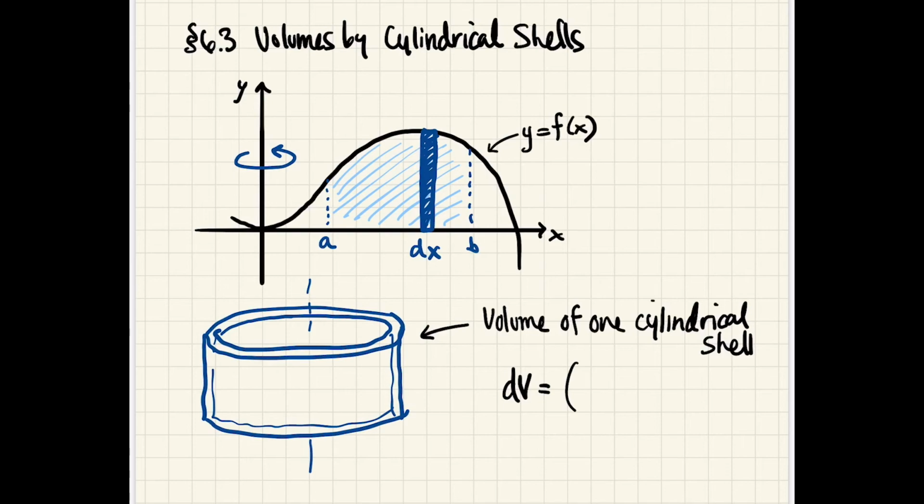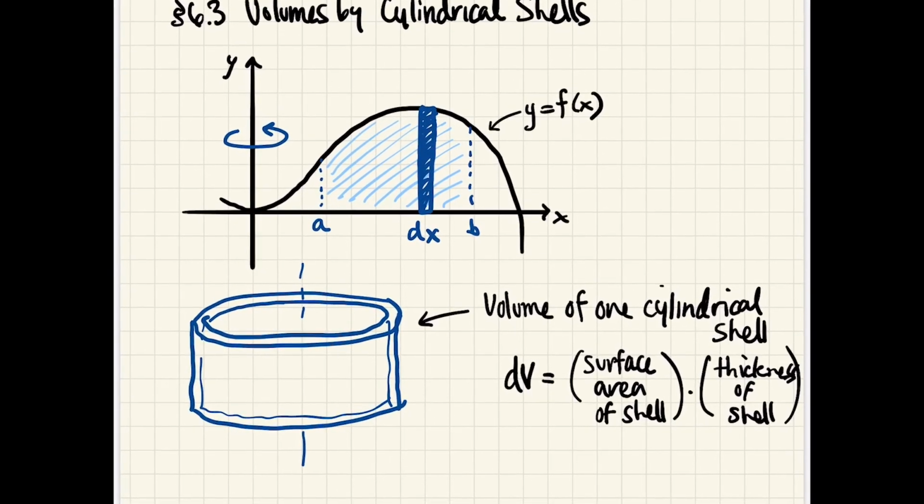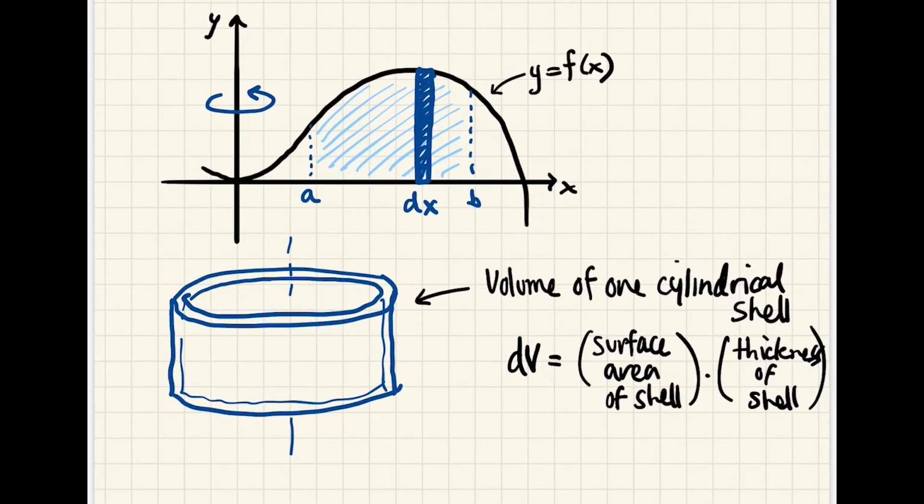Well, how would you find the volume of that shell? Well, it would be essentially the surface area of the shell multiplied by the thickness of the shell. Right? That should give us the volume of that shell. Okay, the thickness is very easy. If you look at our graph, you can see the thickness of that shell is just going to be dx, right? It's the thickness of that rectangle, and in fact, that's infinitely thin, which would really make an infinitely thin shell. So the thickness of the shell itself is dx.